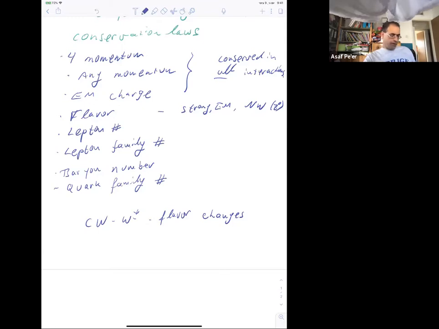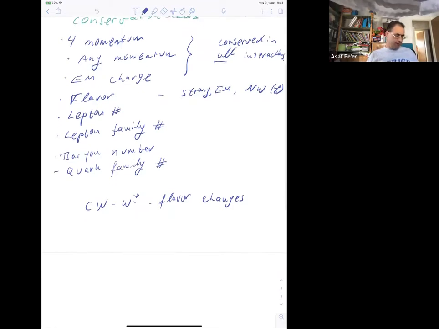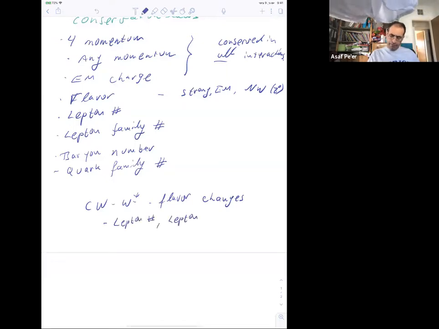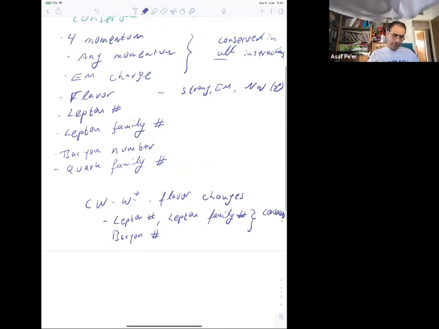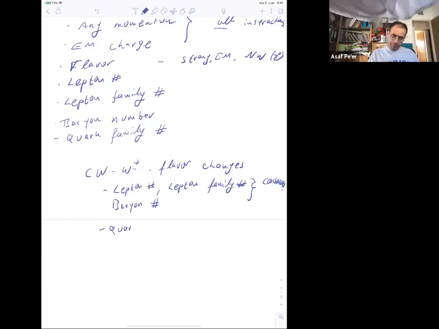Okay, so in the charged weak, the flavor changes necessarily. And the things that are conserved in the charged weak are the lepton number, lepton family number, and the baryon number. These are all conserved. However, the quark family number is not conserved. I guess that's what you just meant.